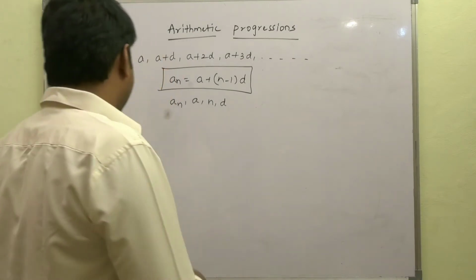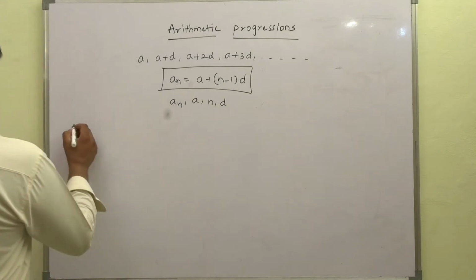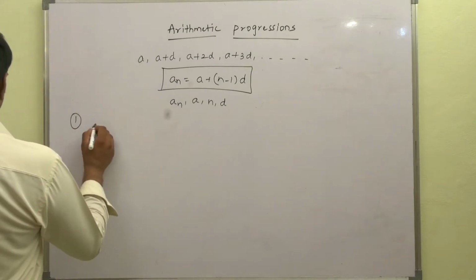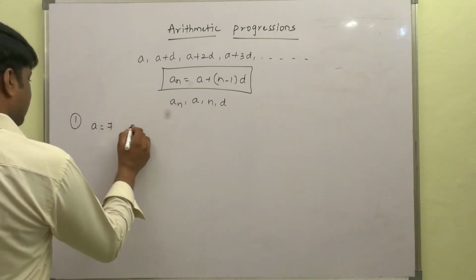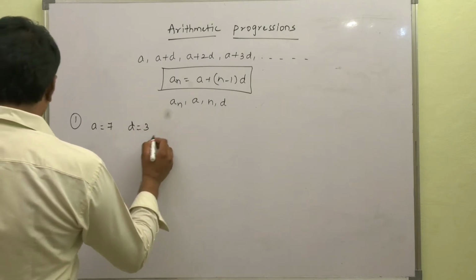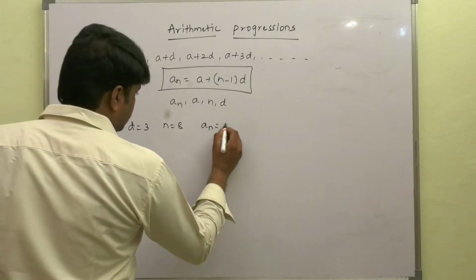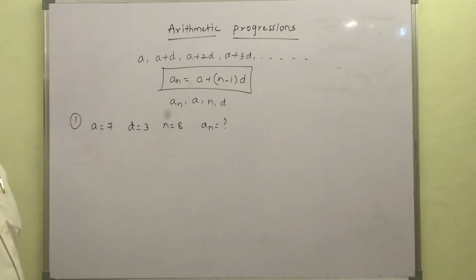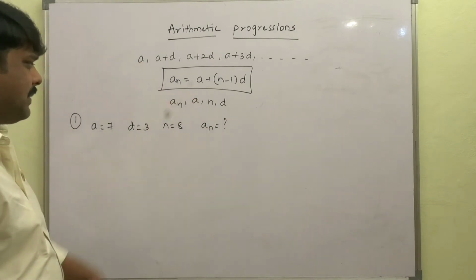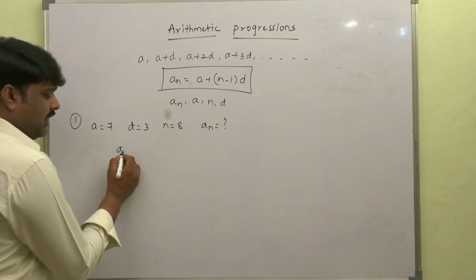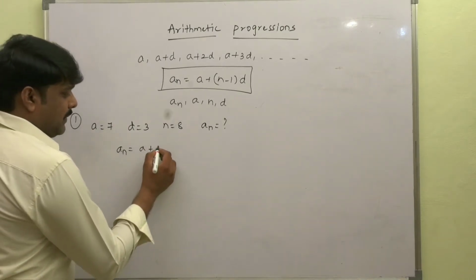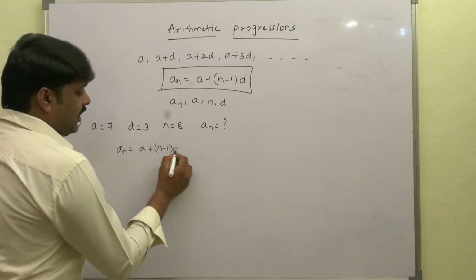Let us see some numericals based on that. The first one is we have a equals to 7, d equals to 3, n equals to 8, and we are supposed to find an. Okay, let us apply the formula first. An equals to a plus n minus 1 of d.